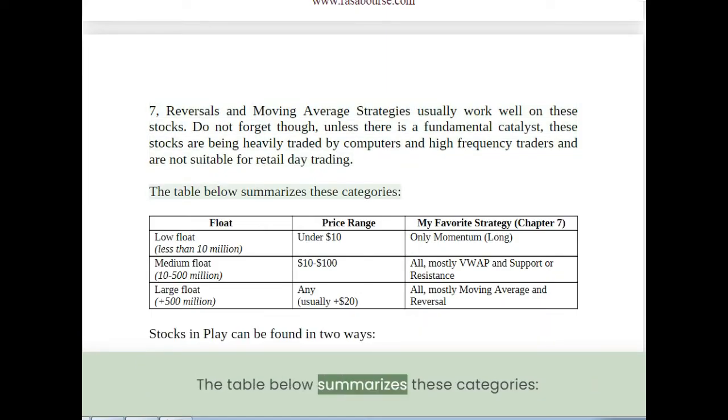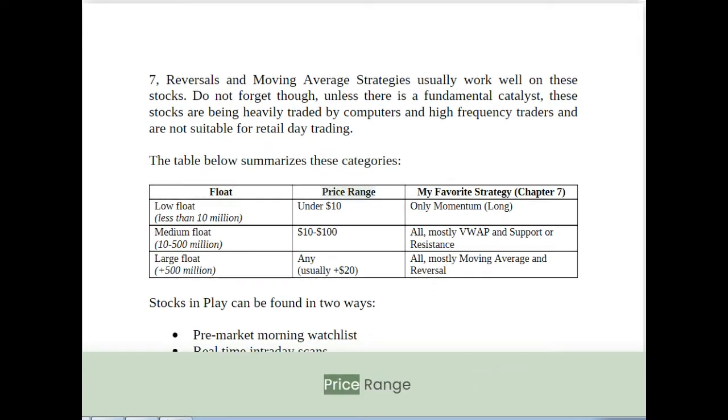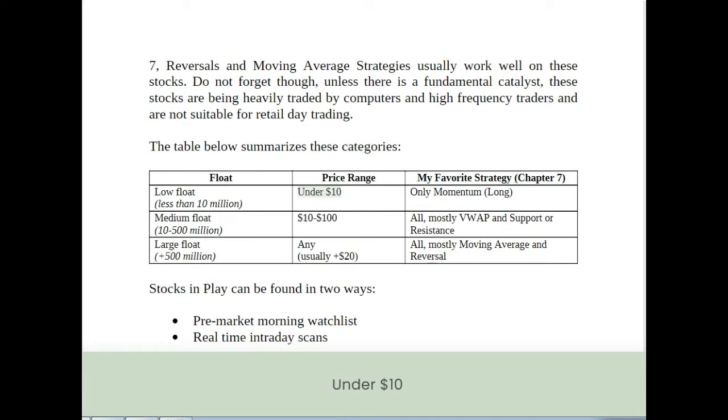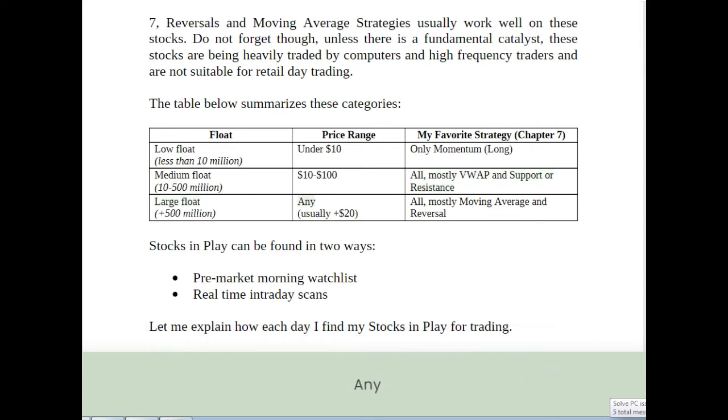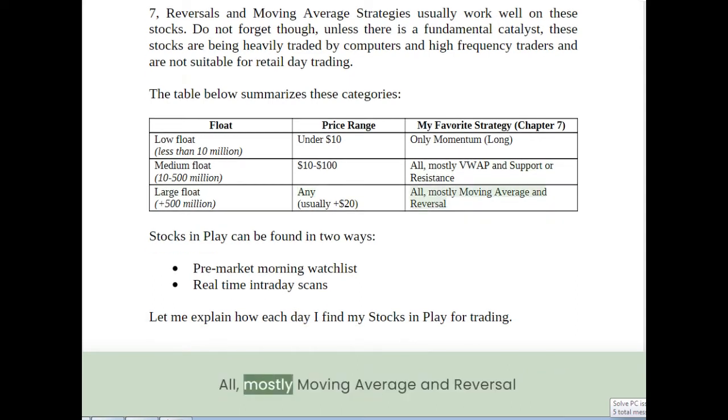The table below summarizes these categories. Float, price range, my favorite strategy. Low float, under $10: only momentum. Medium float, $10 to $100: all, mostly VWAP and support or resistance. Large float, any price: all, mostly moving average and reversal.